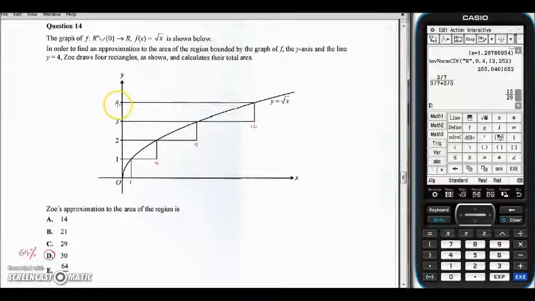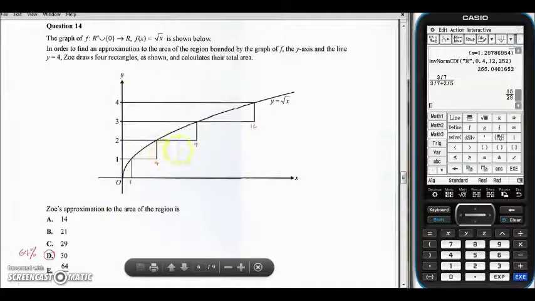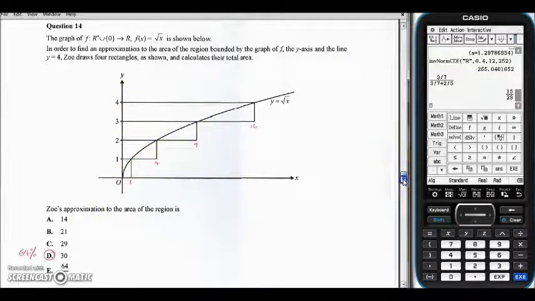And to do that, you could just sub 4 in for y here. So 4 is equal to the square root of x, so therefore x is 16. And that would make that 9, that 4, and that 1. So the four rectangles, the height of each rectangle is 1, so you just need to do 1 plus 4 plus 9 plus 16, which is 30.